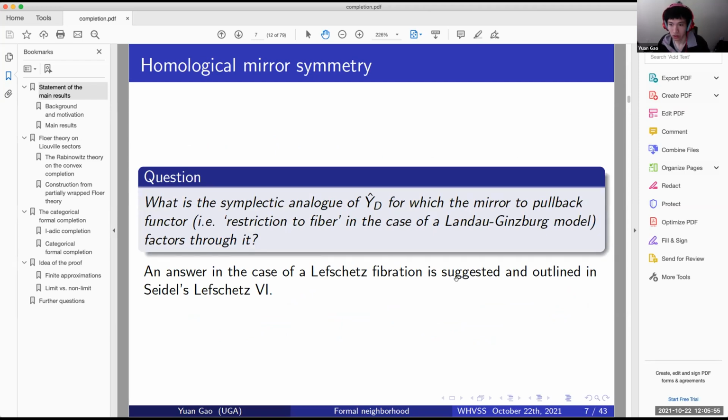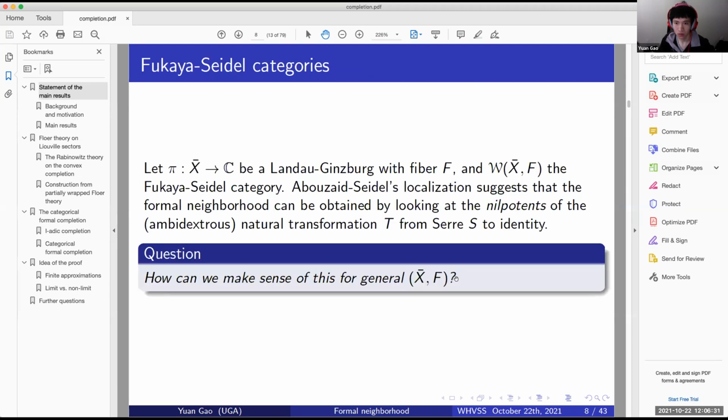In the case of a Liouville pair, we know that the mirror to pullback is essentially some kind of restriction functor. And the answer in the case of Lefschetz fibrations is suggested and outlined in Seidel's Lefschetz paper for the construction of this formal neighborhood. So the goal of my talk is to somehow extend that construction to general Liouville sectors. But first we'll review the setup in Fukaya categories.